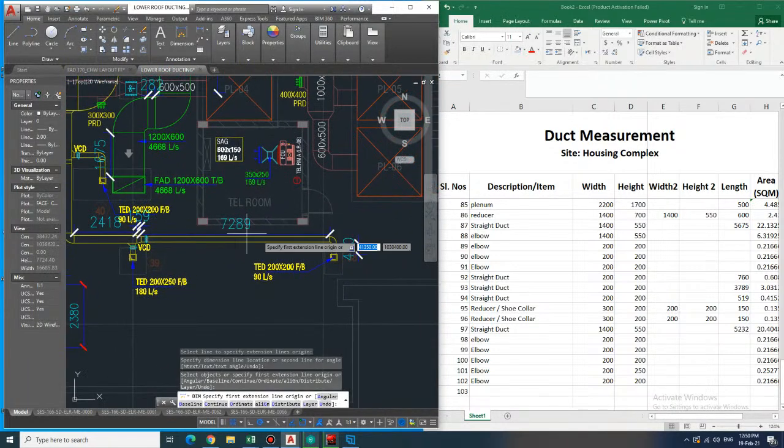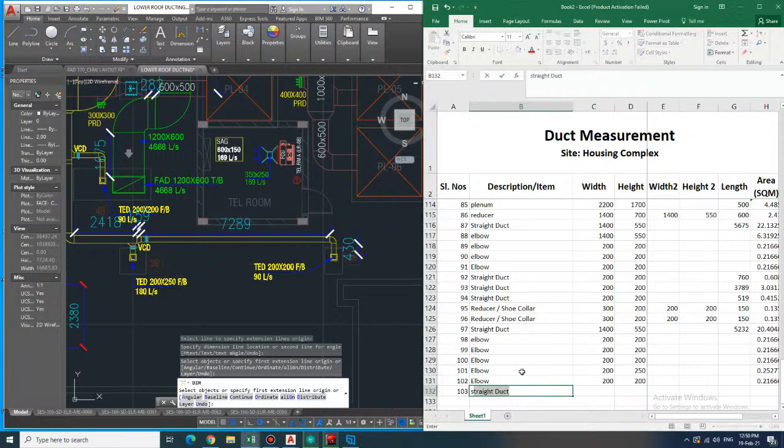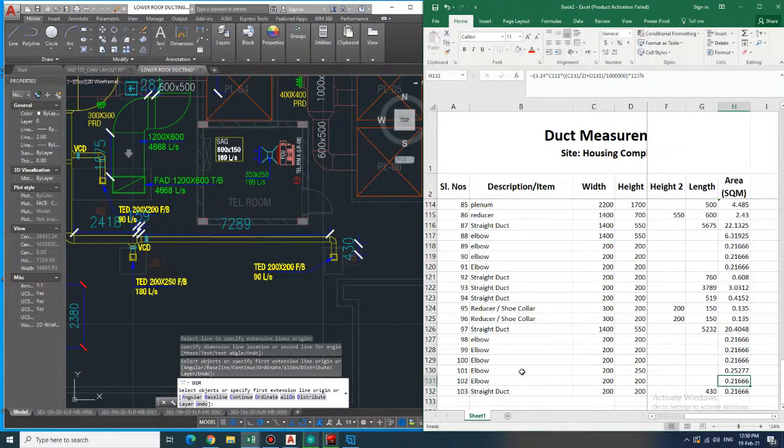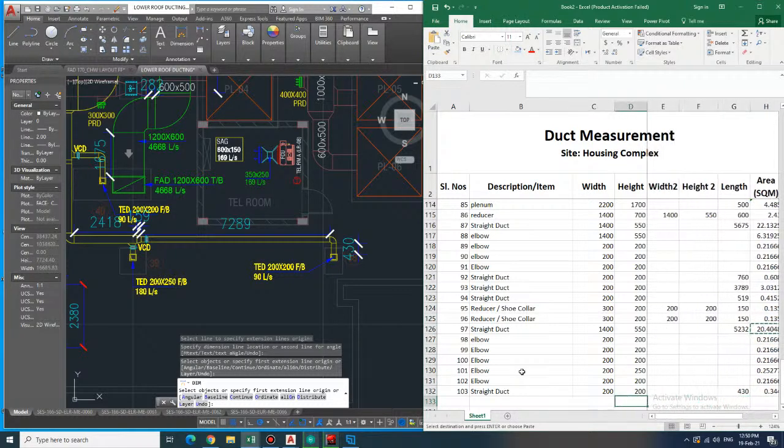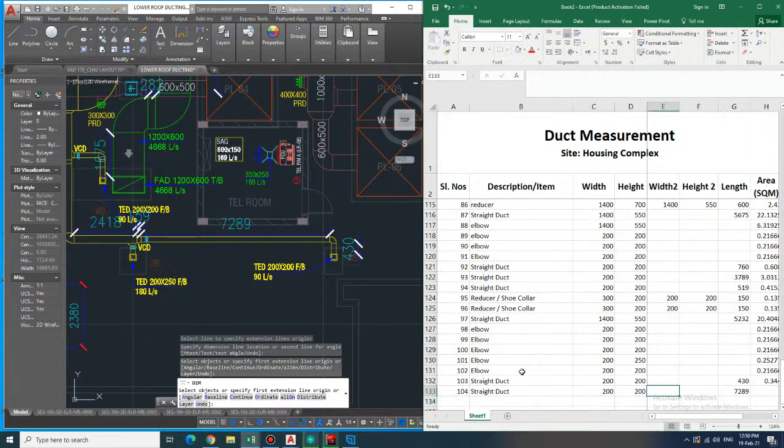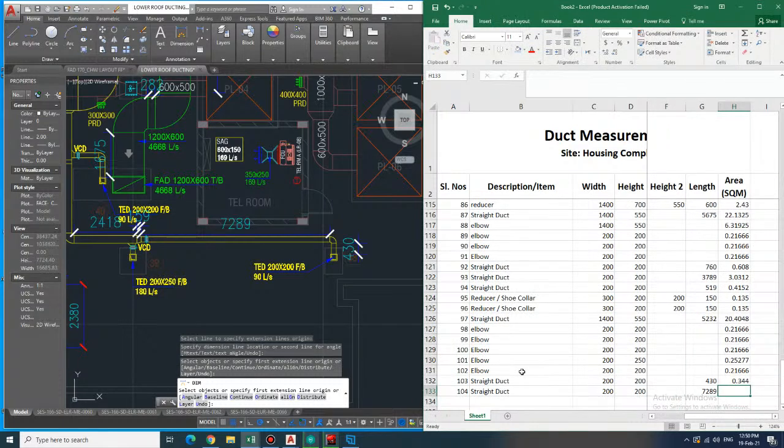That we can do. First of all, straight duct. Straight duct 200 by 200, length 430. Go to the straight duct equation, apply here, 204. Again straight duct 200 by 200, length will be 7289. So same we'll apply here.